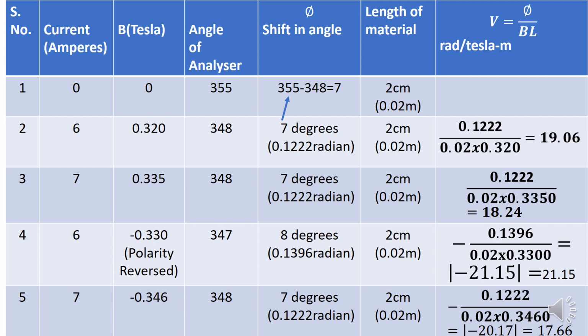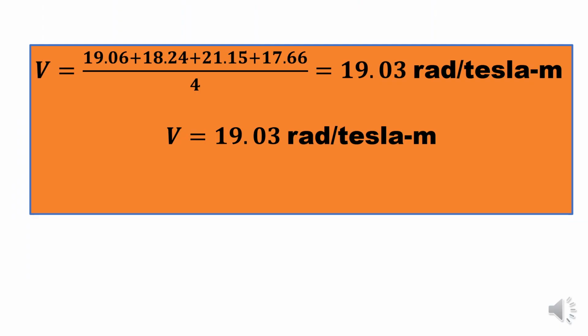Now 6 ampere again, but here the polarity is reversed, so I was getting a minus sign. The minus sign does not matter, because I need only the magnitude for the Verdet constant. And 7 ampere gives the same value. So there are 4 values, and I take the average of these, and this is the answer: V is equal to 19.03 radian per Tesla per meter. Thank you.